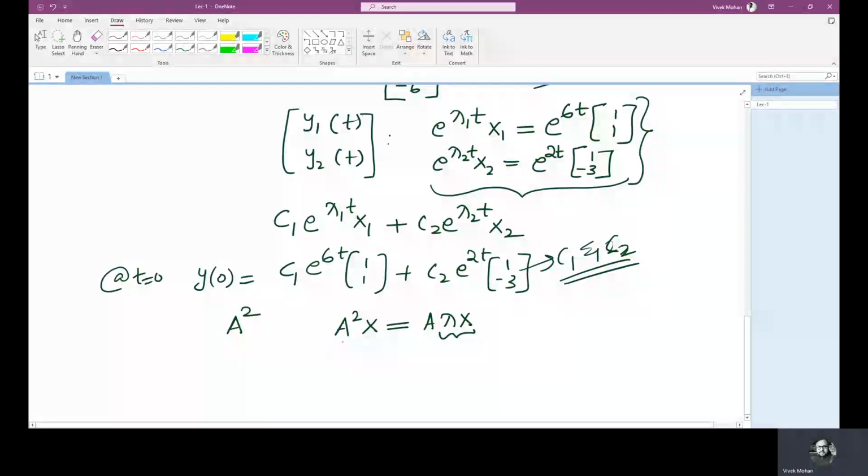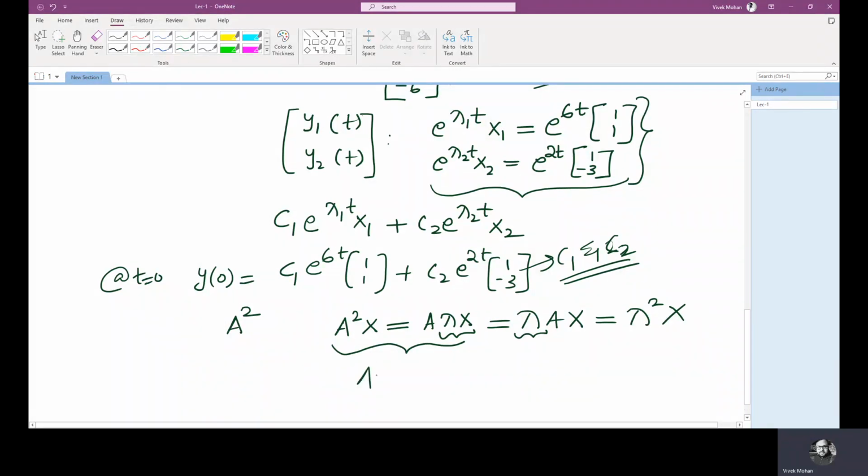Let's take A squared x equals A lambda x equals lambda into Ax, as lambda is a scalar. This is equal to Ax equal to lambda x, right? So lambda squared x. Now, are the eigenvalues and eigenvectors the same for A and A squared? Let us check if there is any relation between them.